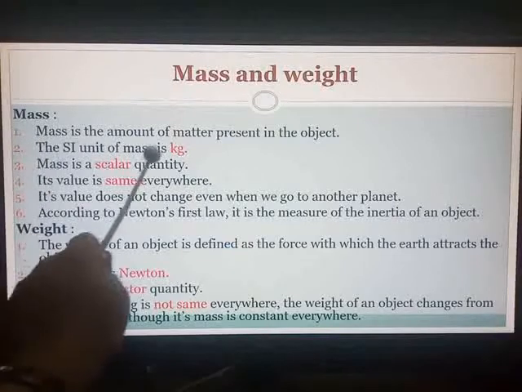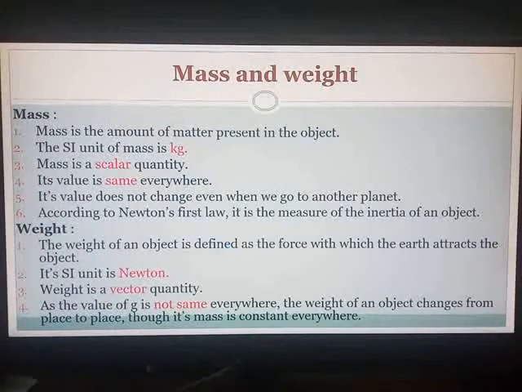SI unit of mass is kg. If you want to speak about the CGS unit of mass, it is grams. So SI unit is kg, CGS unit is grams. Weight being a force, the units of force are applicable for weight. So SI unit of force is Newton. So SI unit of weight is also Newton. Mass is a scalar quantity. Weight is a vector quantity.